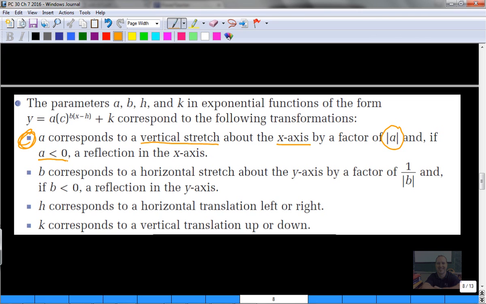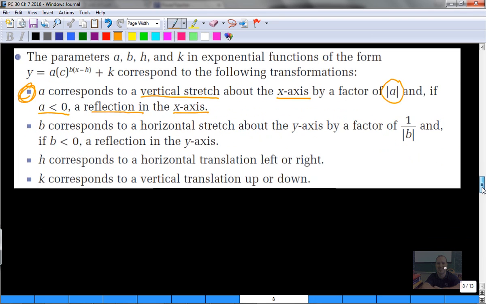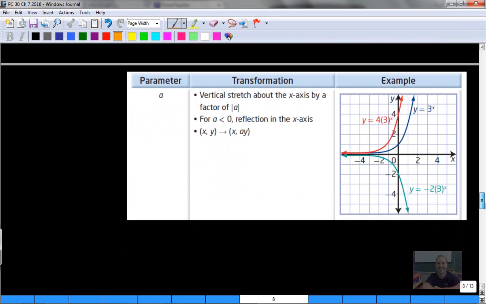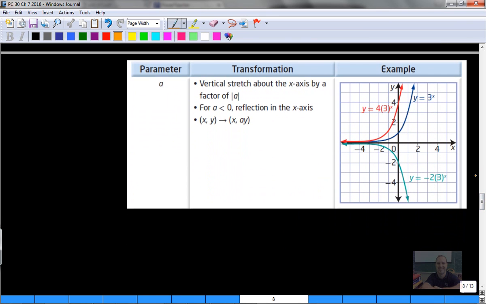If A is negative, then it's a reflection about the x-axis, okay? So we're going to just explore this and confirm this to make sure that it's true. So we're just going to zip down, and I have this piece of your textbook on the screen here.